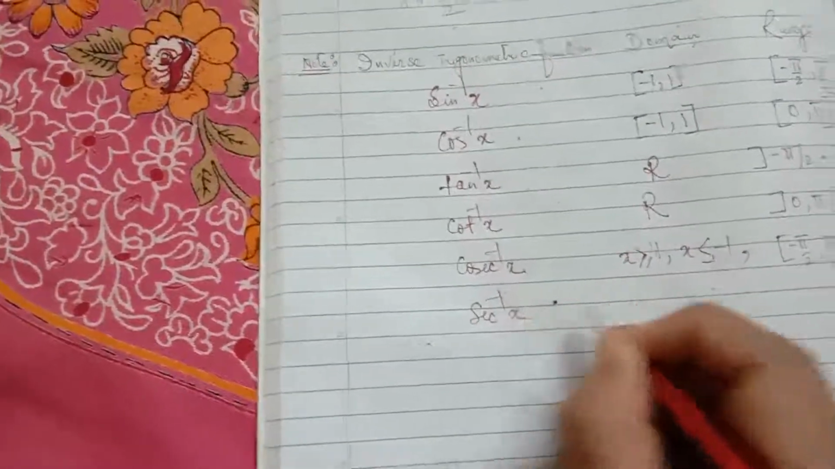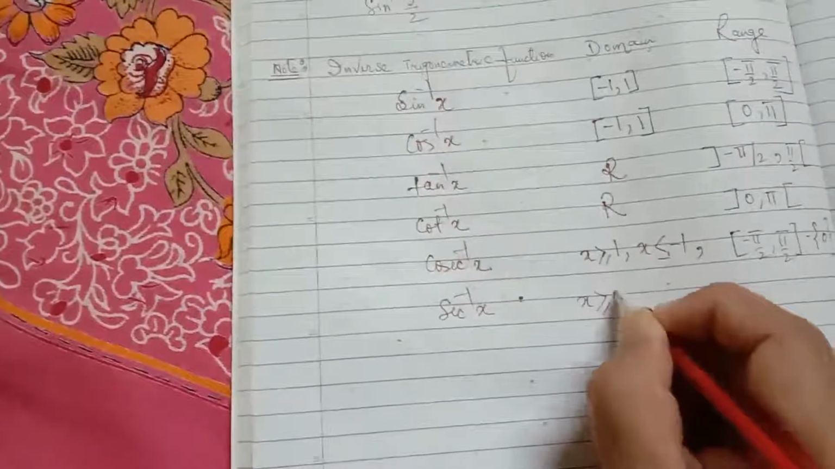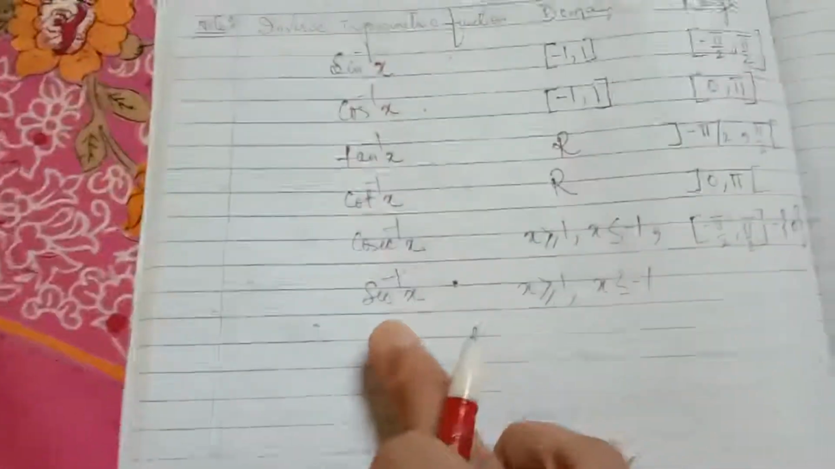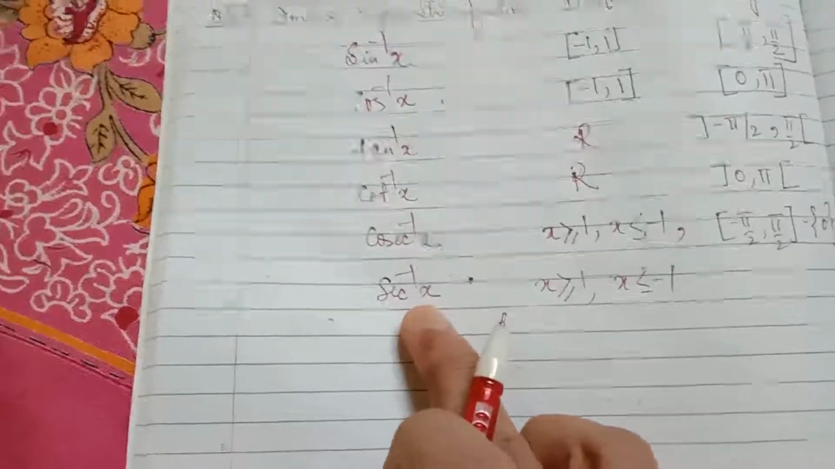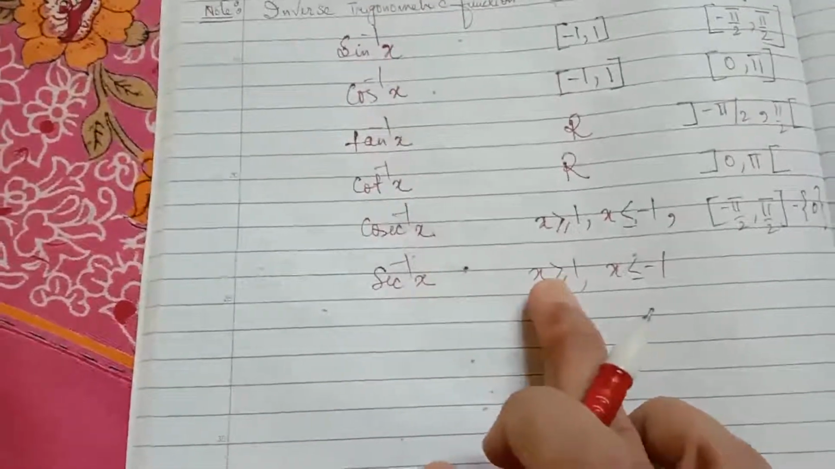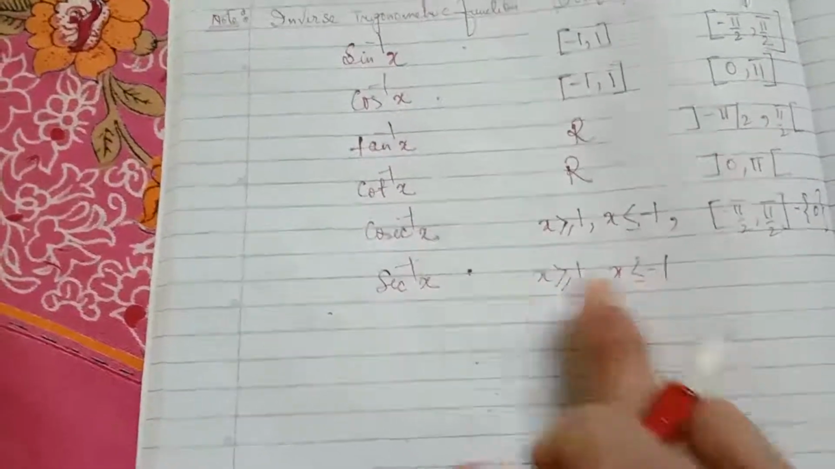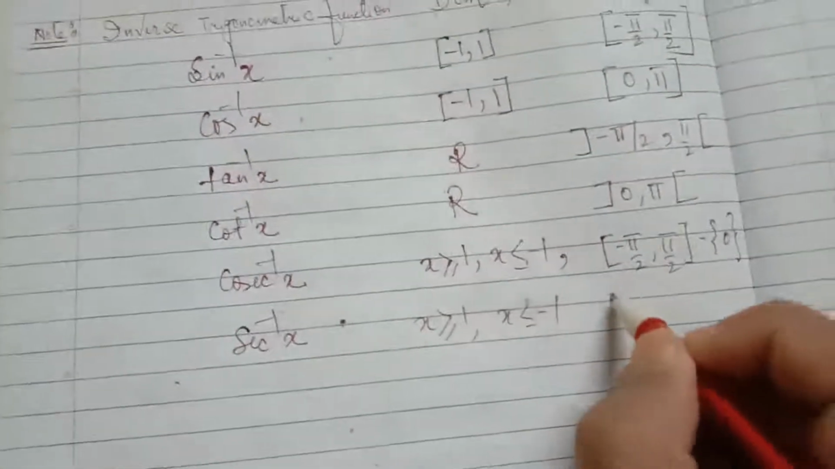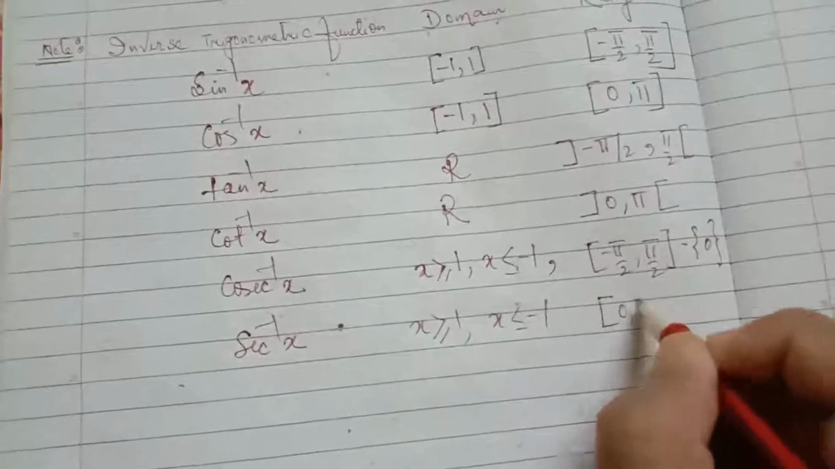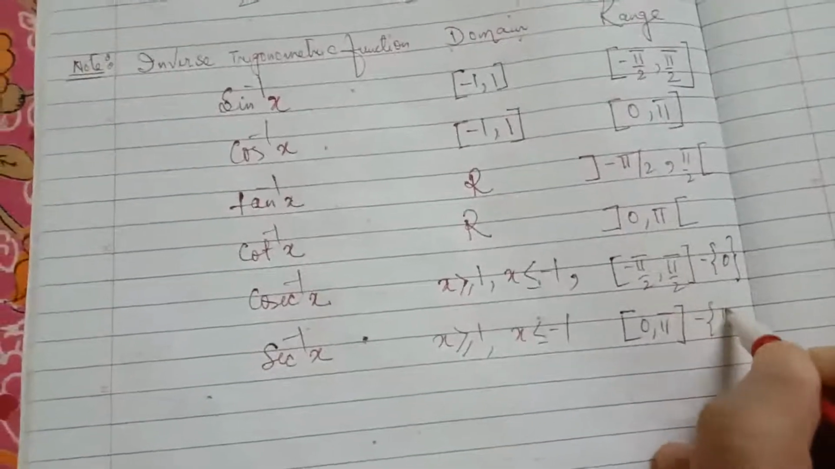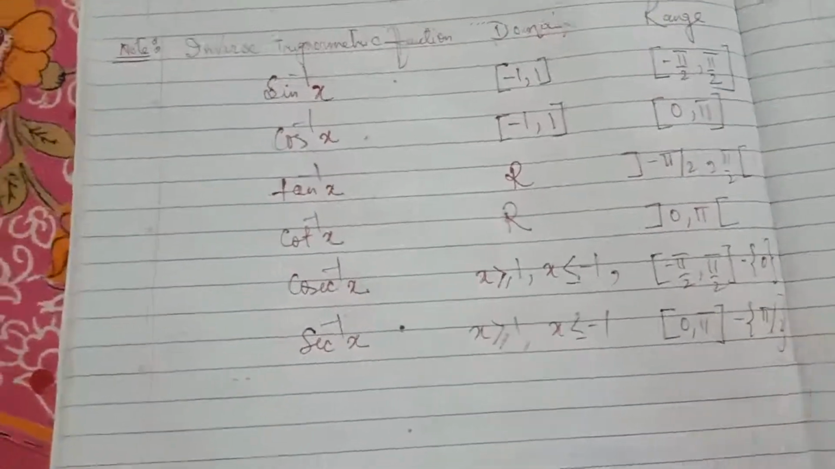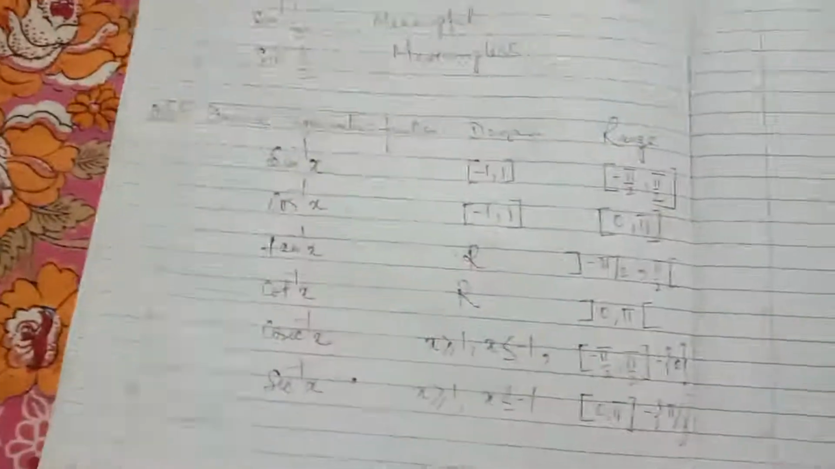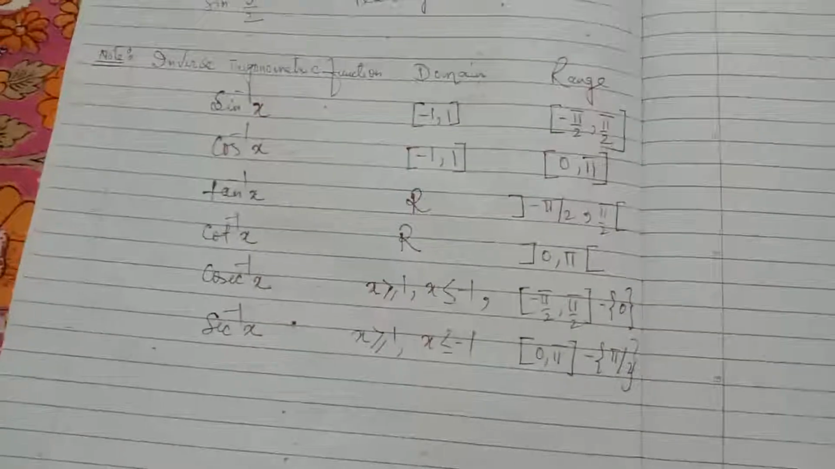Sec inverse of x. The domain is again x greater than or equal to 1, x less than or equal to minus 1. So whenever you write sec inverse of x, x must be more than or equal to 1 or less than or equal to minus 1, cannot be in between plus 1 and minus 1. The range is 0 to pi except pi by 2. Okay, so this is a very important note, very important note.